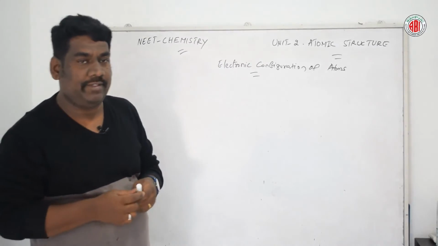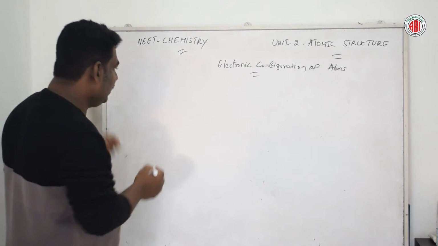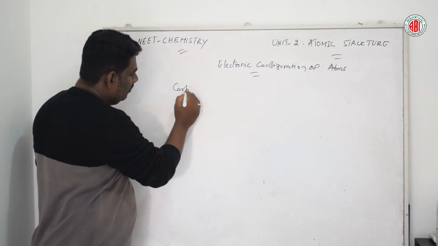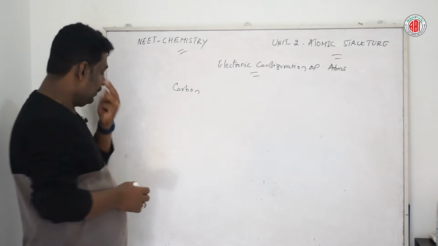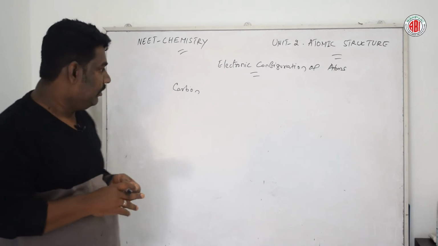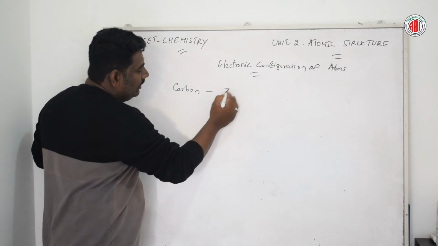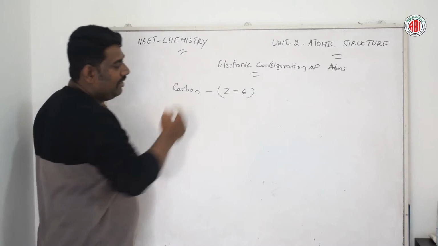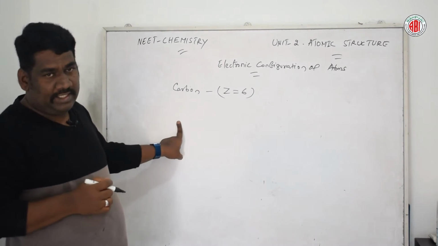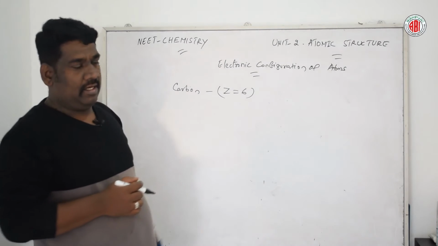Next we are going to talk about the electronic configuration of carbon. Talking about carbon, the atomic number for carbon is Z equal to 6. The number of electrons is 6. So let us write the electronic configuration of carbon.